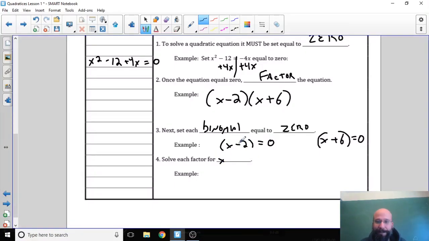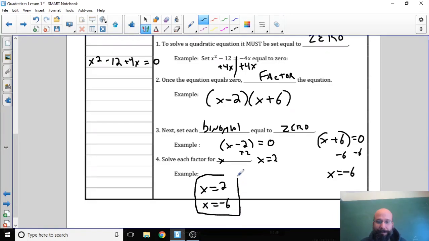So to solve this for x, I would just move the 2 over. I would do plus 2. So I would have x equals 2. To solve this one for x, I would move the 6 over, minus 6. And I would get x equals negative 6. So my answers would be x equals 2 and x equals negative 6. Those are my solutions, or my zeros or roots. Solutions, zeros, or roots.